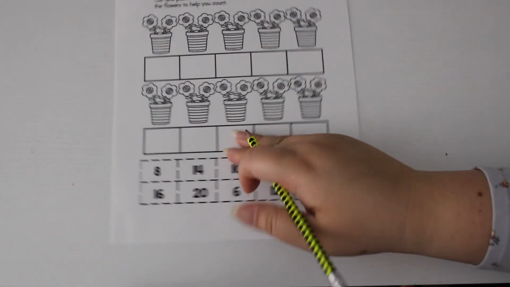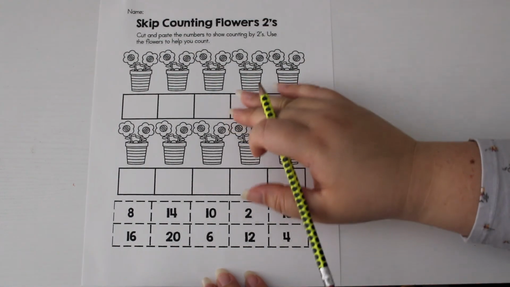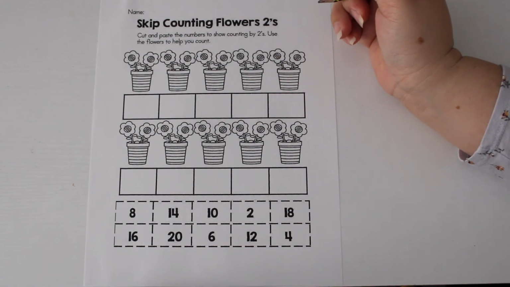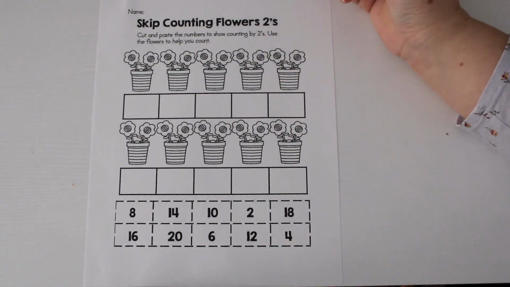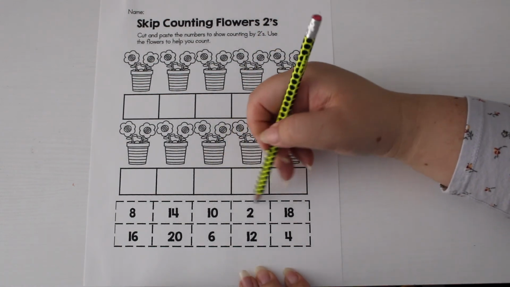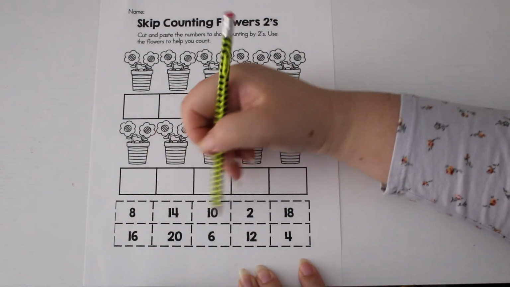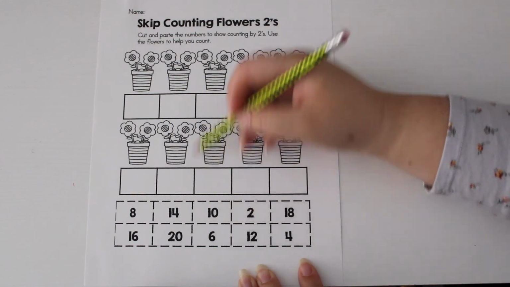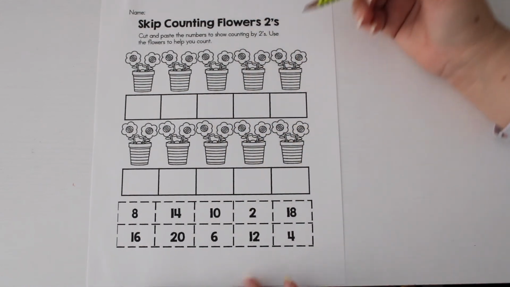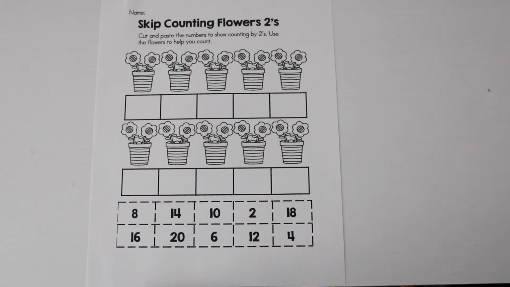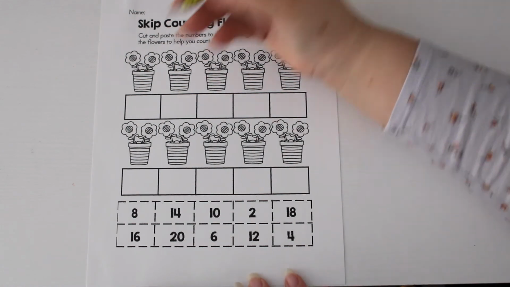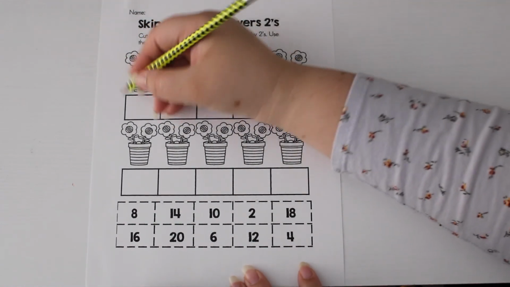Okay. On to our last one. This one is skip counting by 2s. So you basically gonna cut this out. And then you're going to glue it, okay? By skip counting by 2. Let's practice. Okay, so I'm going to just write on it. So we're going to practice.